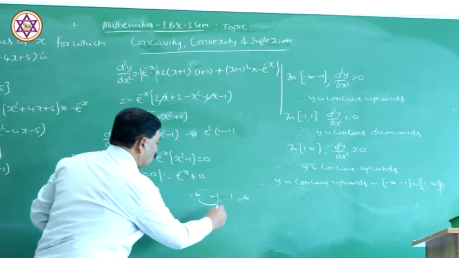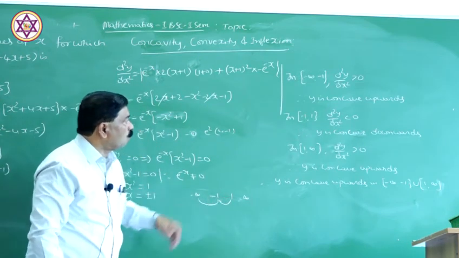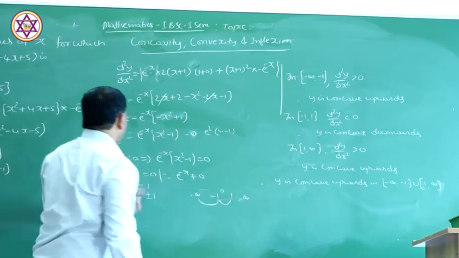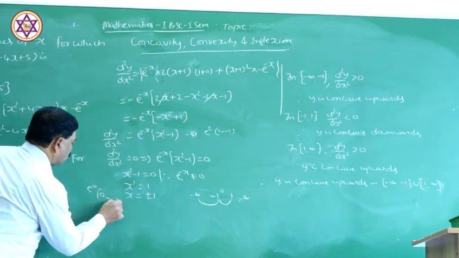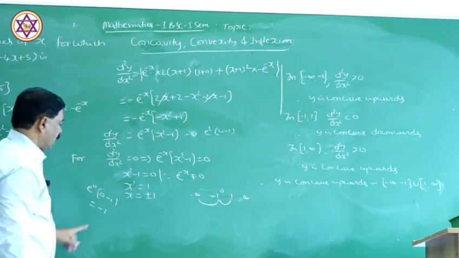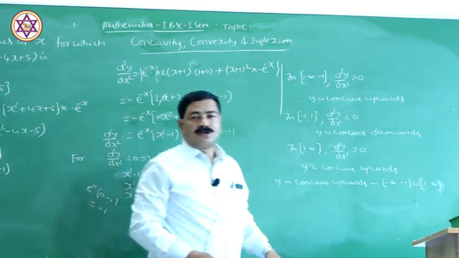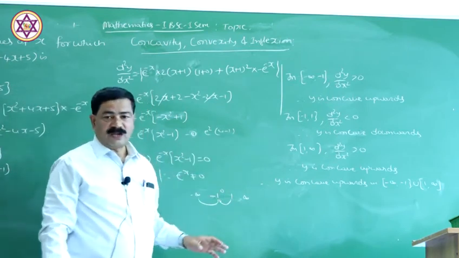Next, in the second interval, minus 1 to 1. In between −1 and 1, we take 0. If we take 0, we get e⁰(0 − 1), which is −1, negative. Therefore, d²y/dx² is less than 0. If the second derivative is less than 0, we say that y is concave downwards.